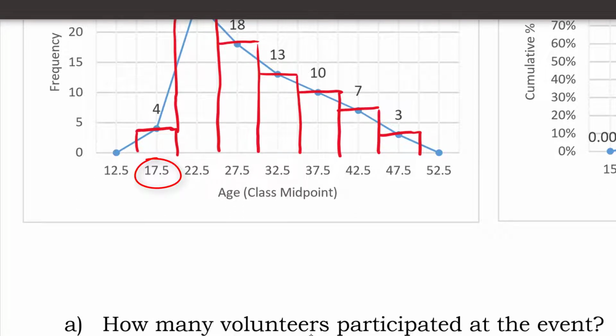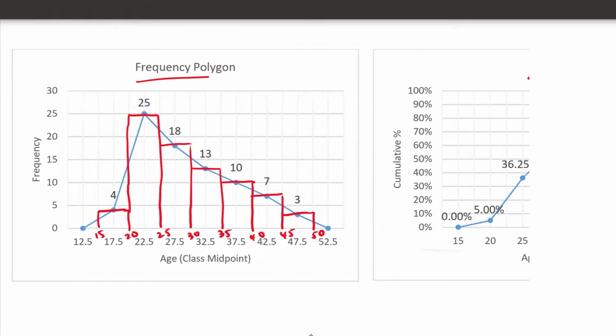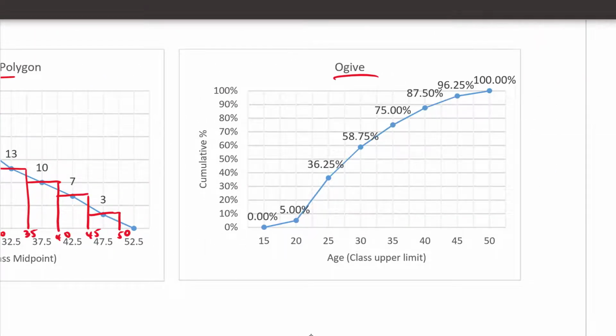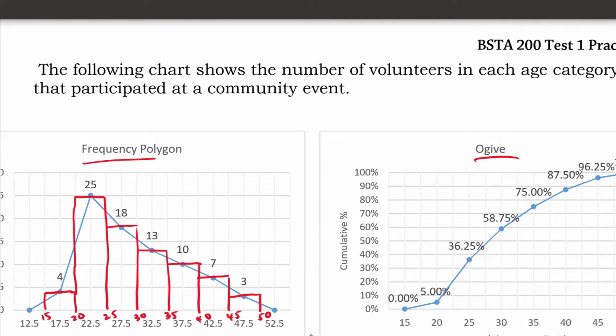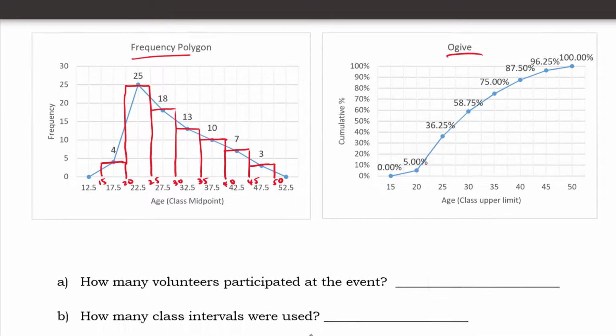17.5 is the midpoint. So it means we're just going to have a 15 here, and then this one is going to be a 20, and then we're going to have a 25, a 30, a 35, and then a 40, a 45, and then a 50 up there. So I can either use that histogram, or I can also use the ogive to answer the given questions. So let's see how that goes.